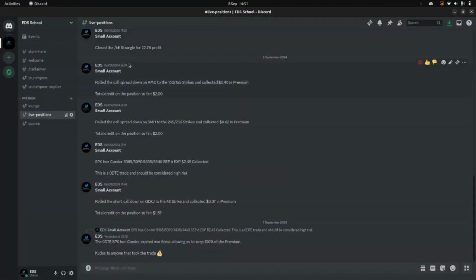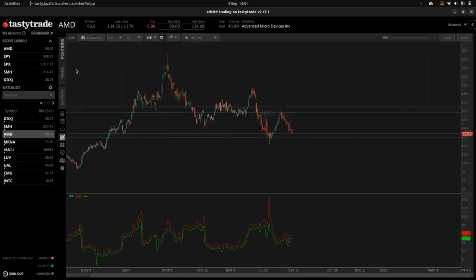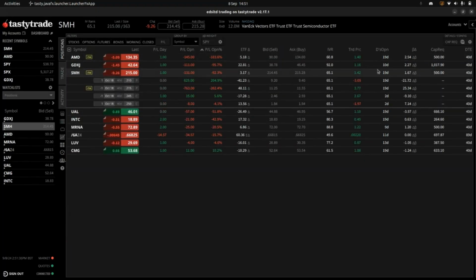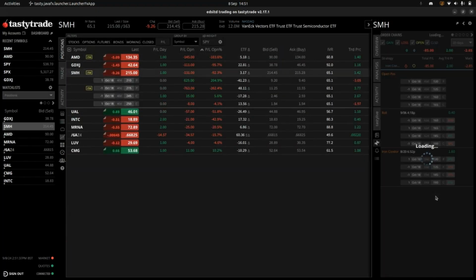So if we look at the next adjustment, we rolled the call spread down on SMH and collected 62 cents in premium. So let's have a look at SMH. If you pull up the order chain, we had an iron condor originally opened at $1.38 in premium, and then we made a roll, and then we collected another 62 cents in premium. This adjustment is very similar to the AMD adjustment, practically identical.